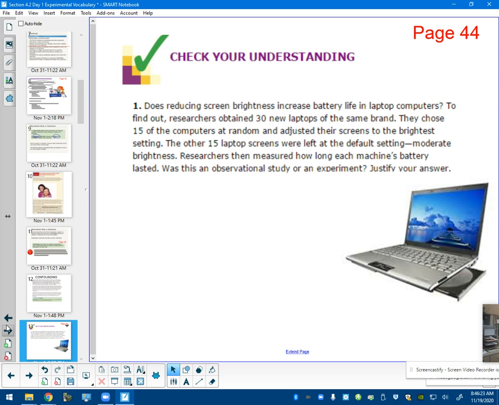All right, so let's take a look at the top of page 44. We are going to try to determine if, in fact, this is an experiment or an observational study. Does reducing screen brightness increase battery life in laptop computers? To find out, hang on. And when you write this down, leave some space because we do this again and we might come back to it. Don't write huge on number 44.